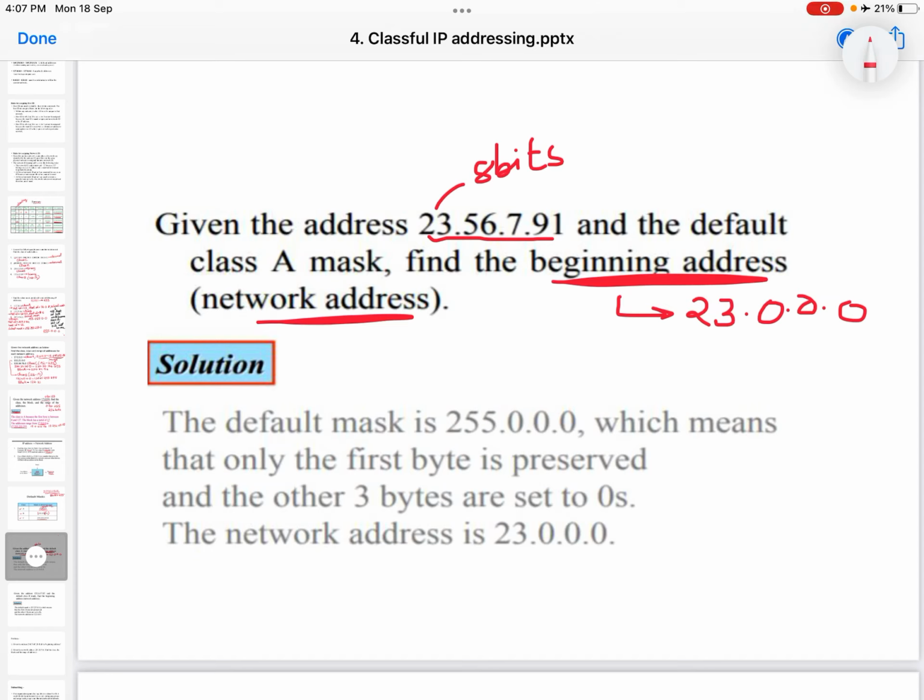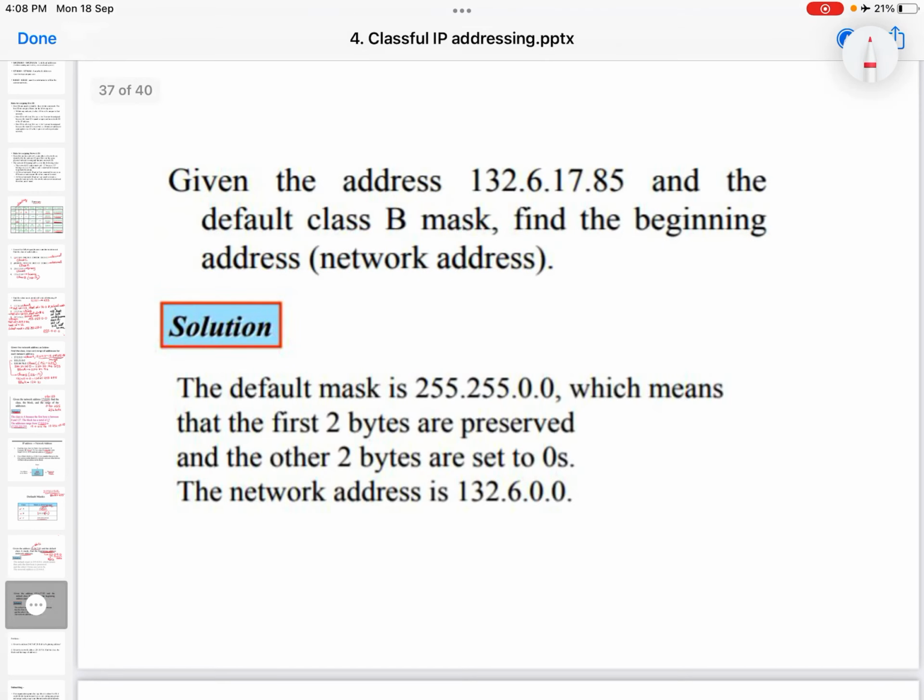The default mask is 255.0.0.0, which means that only the first byte is preserved and the other 3 bytes are set to 0. So the first byte, that is the first 8 bits, is preserved, other bits are set to 0. The network address is 23.0.0.0.